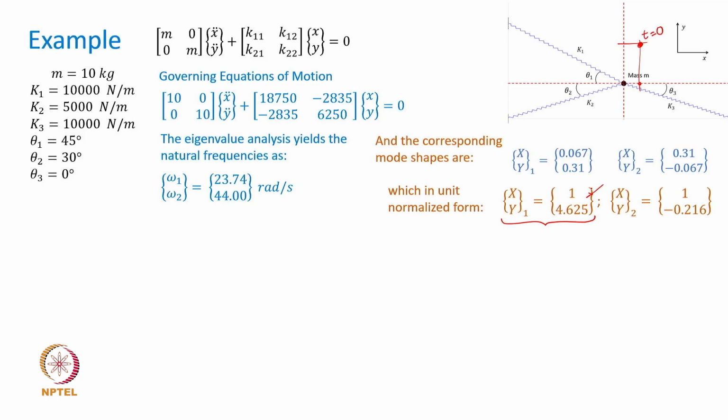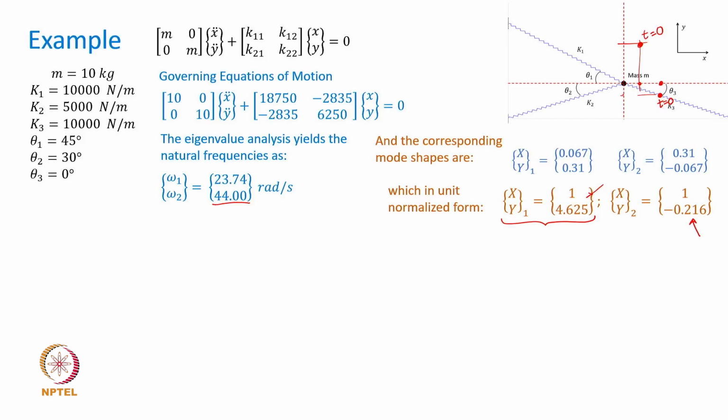Similarly, if at t equal to 0 I displace this mass in a way that x is 1 unit and y is minus 0.216 unit, that means somewhere here, and then release it, it will execute the vibratory motion in a pure harmonic way with the frequency equal to 44 radians per second. Okay, and that is already known to us. That is how the mode shapes and principal modes of vibration are.